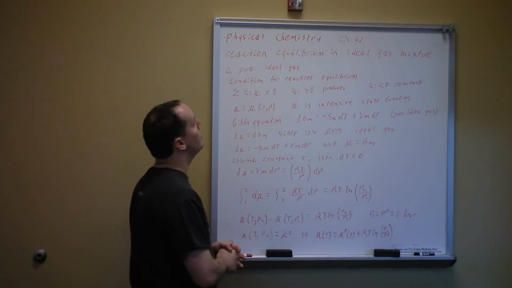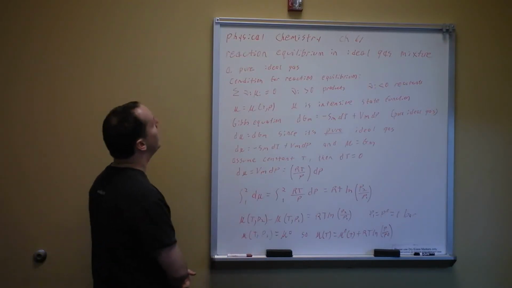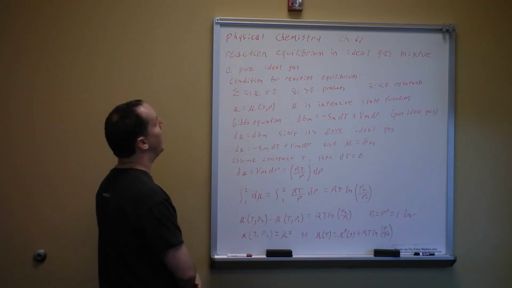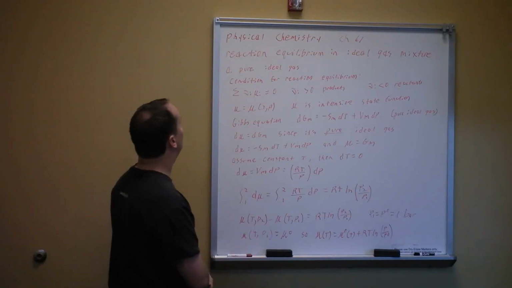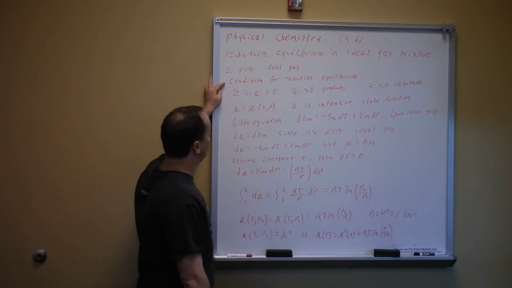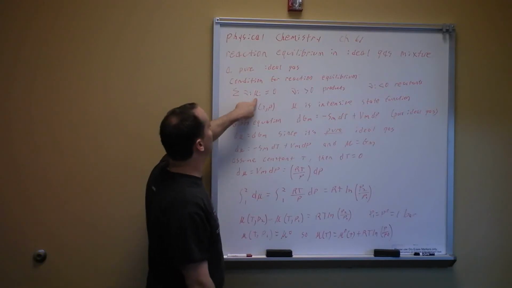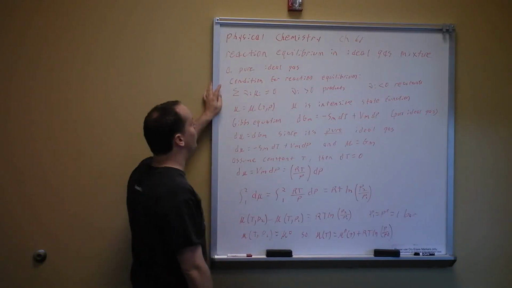Okay, physical chemistry, we're now beginning chapter 6. This is section 1. We're talking about reaction equilibrium in an ideal gas mixture. So, first let's say we just have a pure ideal gas. Our condition for reaction equilibrium is going to be the sum of ν_i μ_i is equal to 0. We talked about that before.